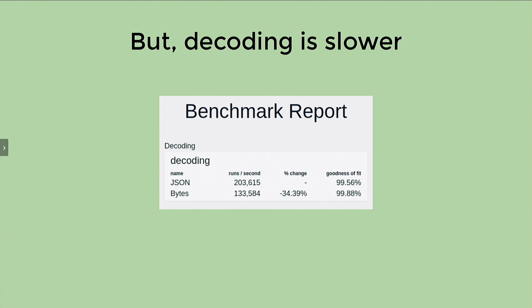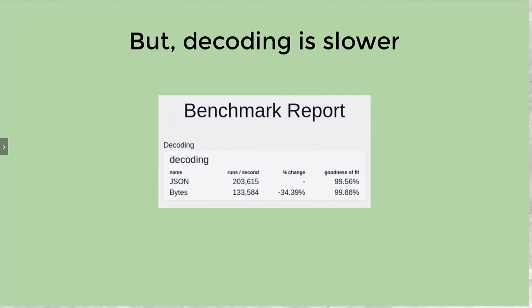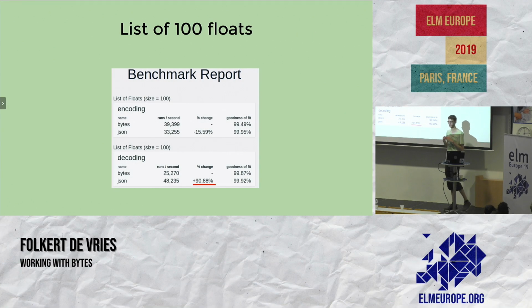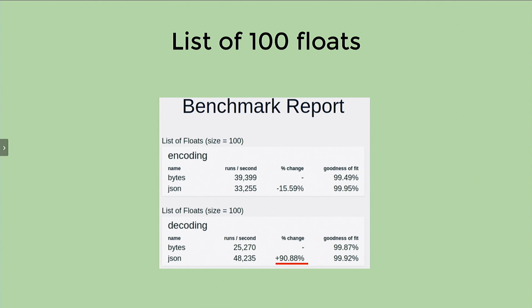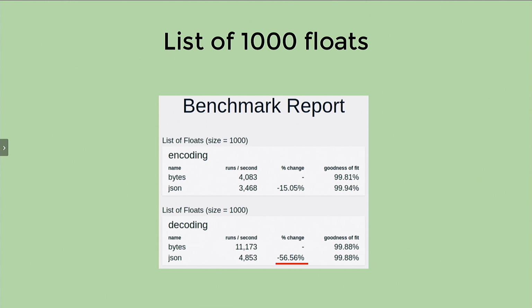Then I also did some benchmarks, and it turns out that bytes is actually slower in this case. It's still 130,000 runs per second, so it's probably fine. But it really goes to show that the built-in JSON decoder is just very fast. Even when we give it its worst nightmare, which is just an array of floating point numbers, and we make that array 100 elements long, it's still almost twice as fast. It's only when we give it substantially more data that bytes comes out on top. This is in the case of 1,000 floats.